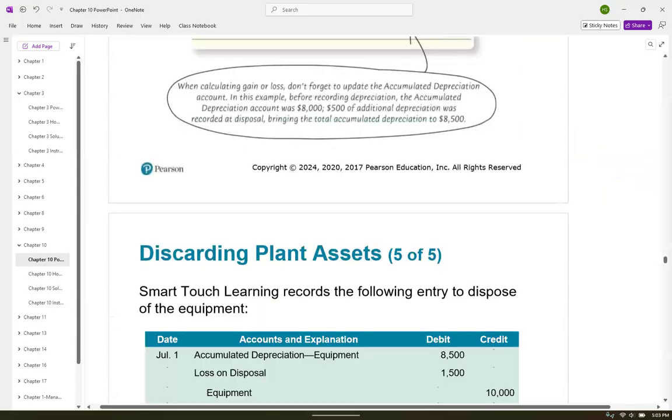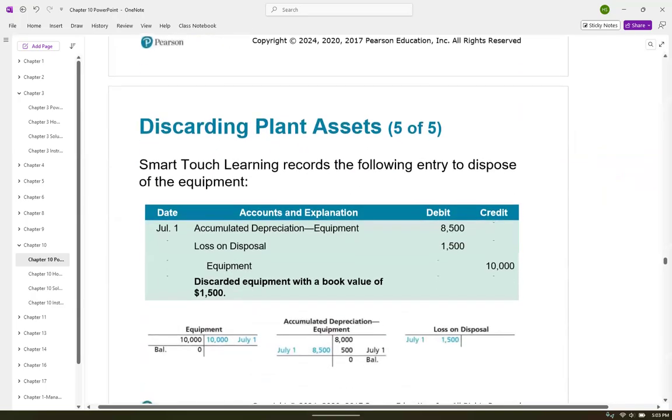Okay, so get those first. Let's mark that out real quick. Okay, we know it's 1500. So we debited the accumulated depreciation and we credited the equipment. We're discarding it till married, till death do them part. Here's where they're leaving and they're dying.